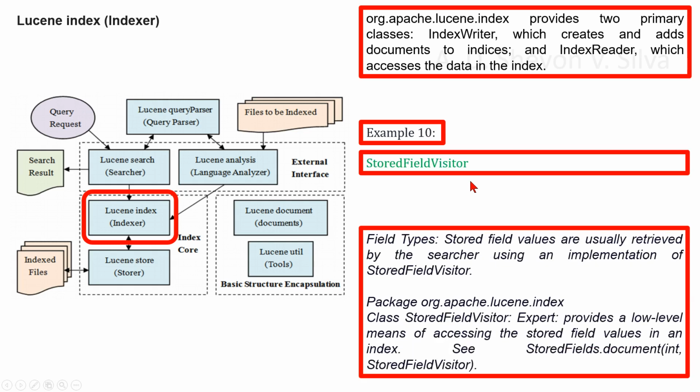Now we are considering field types. Stored field values are retrieved by a searcher using an implementation of StoredFieldVisitor. The class StoredFieldVisitor in package org.apache.lucene.index provides a low level means of accessing the stored field values in an index. Lucene supports a variety of different document field data structures.